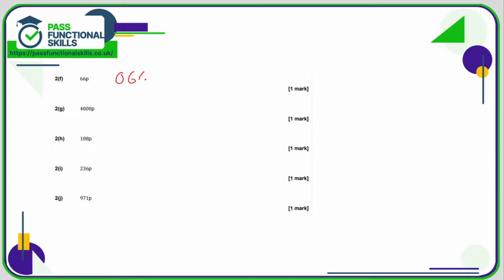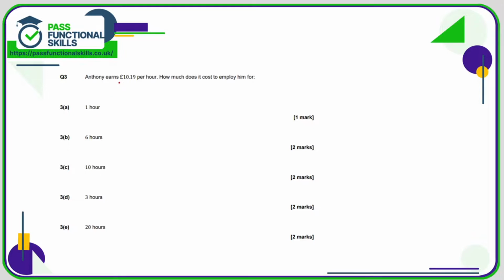66 is 066 pence, put a decimal point to create two decimal places, £0.66. 4,000, again put the decimal point to create two decimal places, so £40.00. 108, 1.08, so £1.08. 236, 2.36, so £2.36. 971, 9.71, so £9.71.